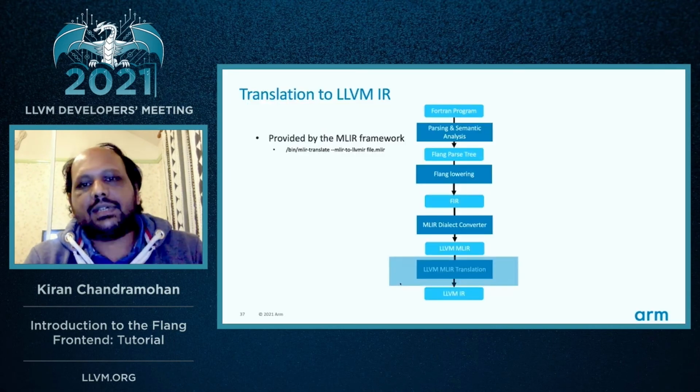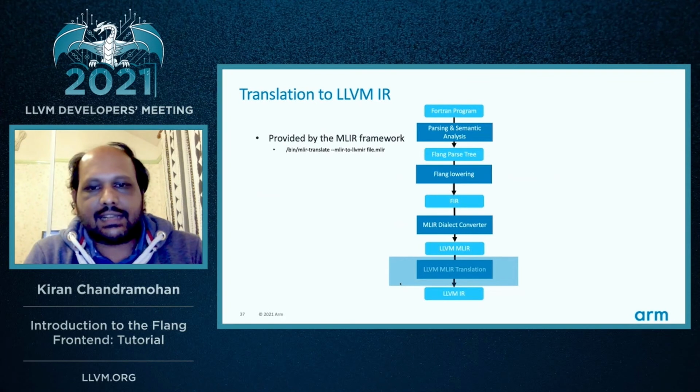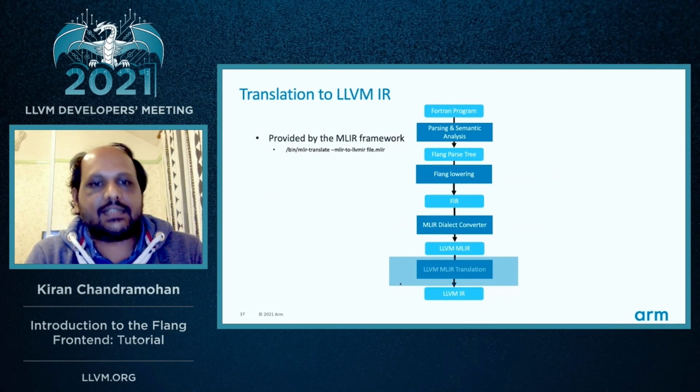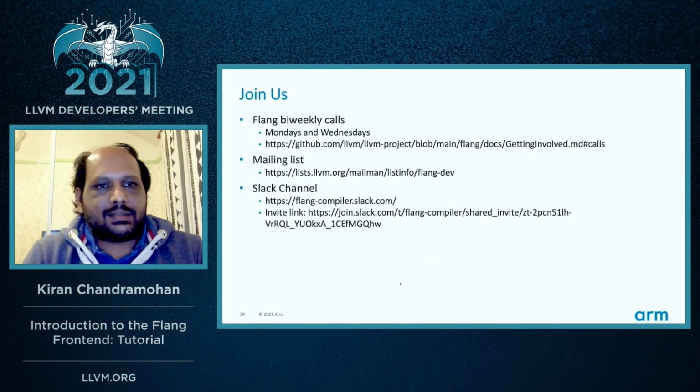So the last step in the flow is to translate the LLVM dialect into the LLVM IR. So this is provided by the MLIR framework, and the tool to use here is bin/mlir-translate with the MLIR to LLVM IR option. So that's what we had for today.